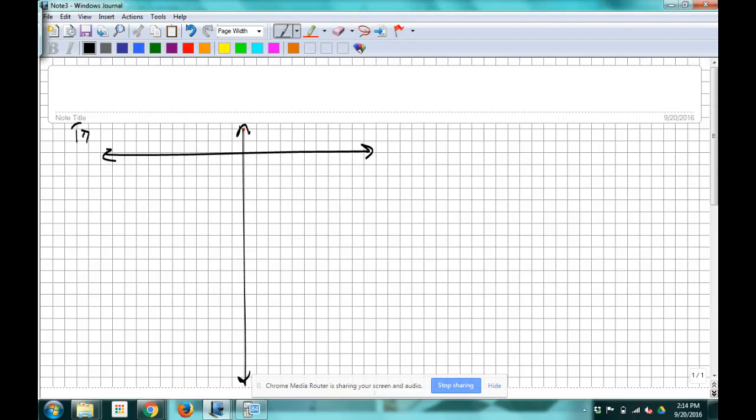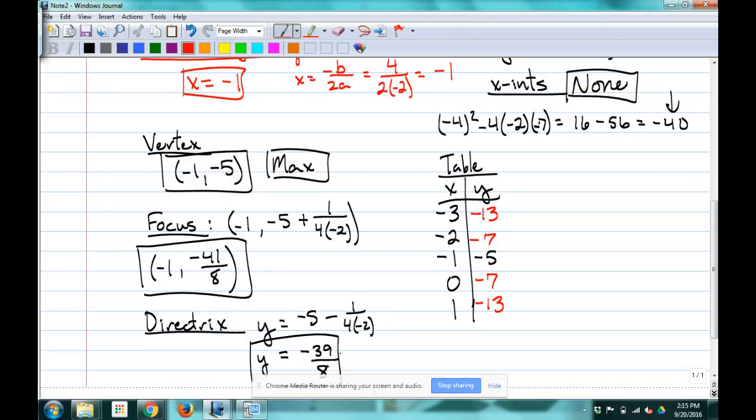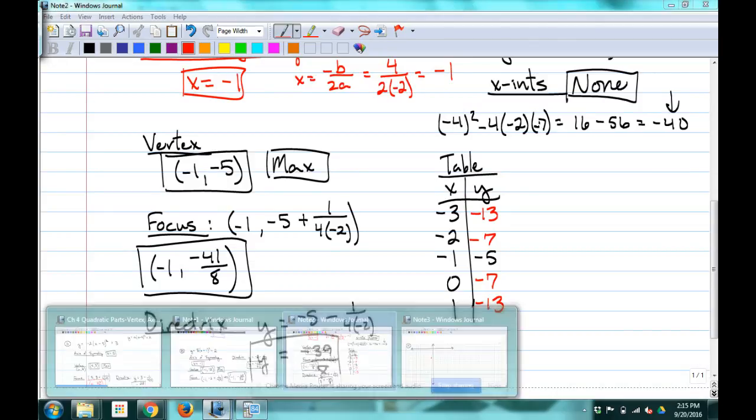This is number 17. Okay. So I'm going to plot those points. I'm going to plot the -1, -5. That's my vertex. And then I'm going to plot the -2, -7, -3, -13.